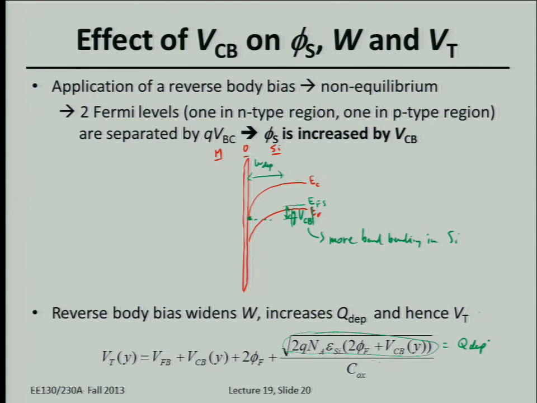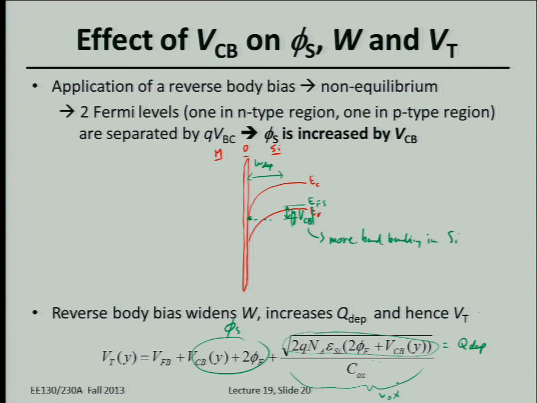Remember this last term. VT is just given by the gate voltage at threshold. The gate voltage is equal to the flat band voltage plus the band bending in silicon plus the voltage drop across the oxide. Now the band bending in the silicon is increased by VCB, so the voltage drop across the silicon is increased, but also the voltage drop across the oxide is increased, because when you increase the voltage drop in the silicon, you're increasing the depletion charge. So both of these terms increase: this is phi s, the voltage drop across the silicon, and this is Vox. You still need to have 2 phi f to form an inversion layer at the surface, and that's when the gate voltage equals the threshold voltage.